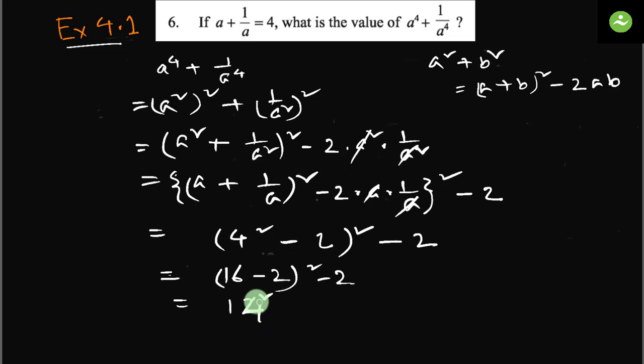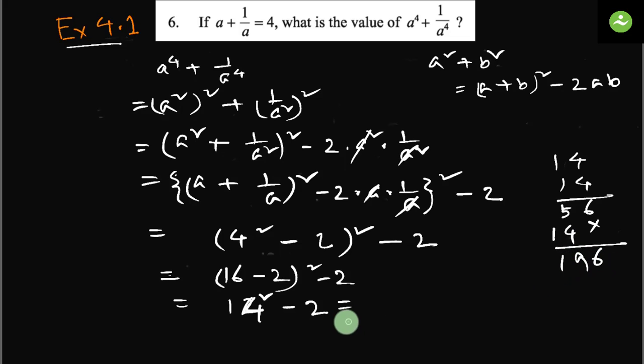No, actually it should be 14 square. 14 square then minus 2 equals how much? 14 and 14, 4 and 4, 16, 4 into 4, 16, and 4 into 1 and 1, 5, 4 into 1, 4, 1 into 1, 6, 9, 1. So 196 minus 2 equals 194, and this should be the answer. This is rough work.